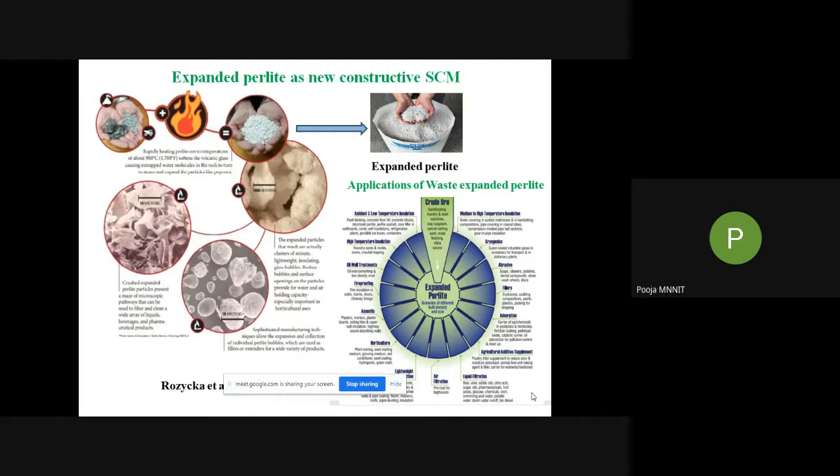perlite expansion furnaces. The crushed ore is brought to a temperature of 1500 degrees C to 1700 degrees C, where the glass softens and the trapped water molecules turn into steam, making the small rock particles expand in the same manner that popcorn expands in an air hopper. These are the applications of the waste expanded perlite on the right hand side.